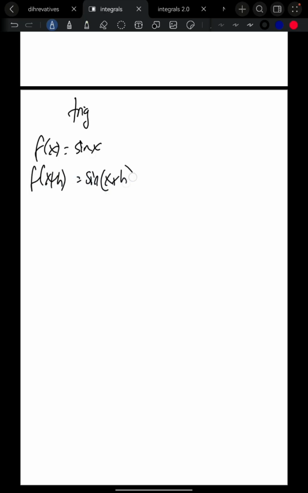So let f of x be equal to sine x. Then f of x plus h is sine of x plus h. Simple. So let's put it here: the limit as h approaches 0 of sine of x plus h, because that's just f of x plus h, minus sine x, divided by h.